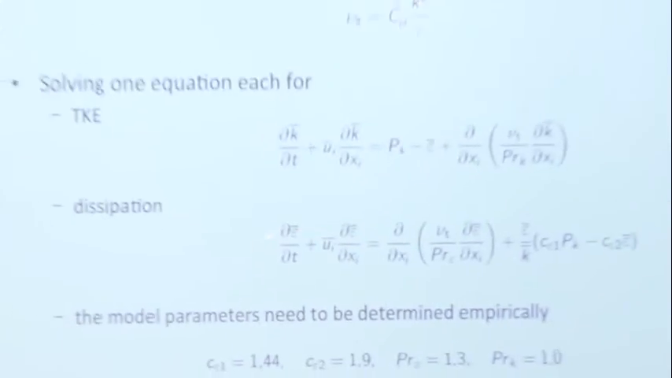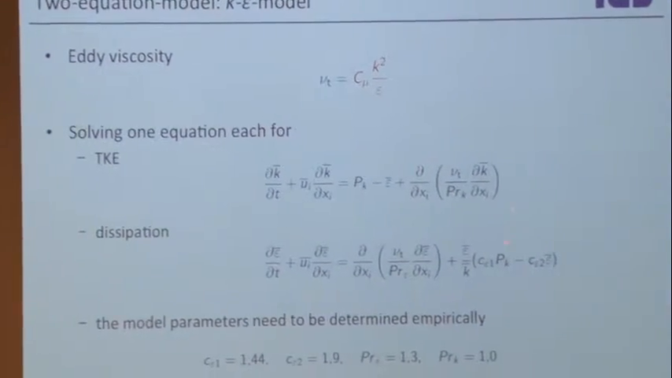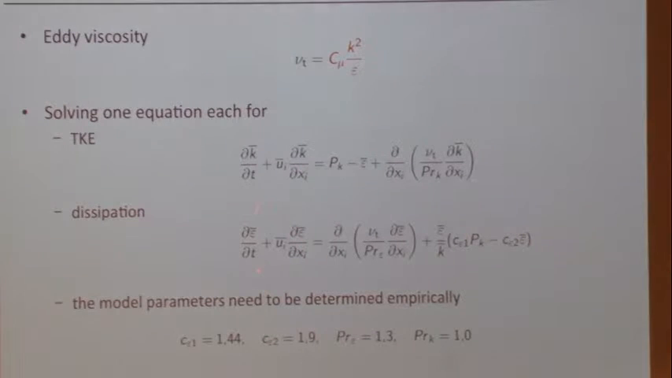And now I have two equations here. One is the K equation, one is the epsilon equation. And so you see for what I call the transport term, we just use a gradient transport assumption. There's the nu T here again. And then basically the way you do the epsilon equation is you just write the same equation.